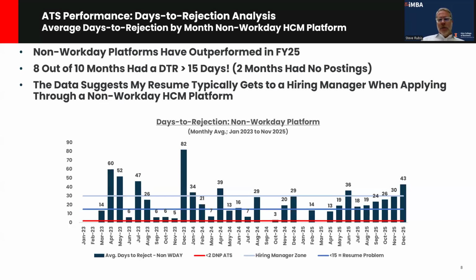And here, what's interesting is 8 out of 10 months, we had a DTR of greater than 15 days. So we were working really well for most of 2025 when it came to job postings outside of Workday. And what you can see is if there's no number here, that means there were no non-Workday HCM rejections in that given period. But what you can see is we've really accelerated from July into December in terms of the length of time we stay in funnel on a non-Workday platform.